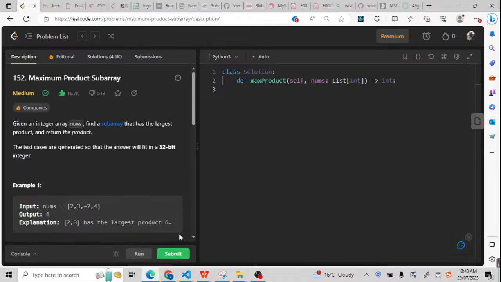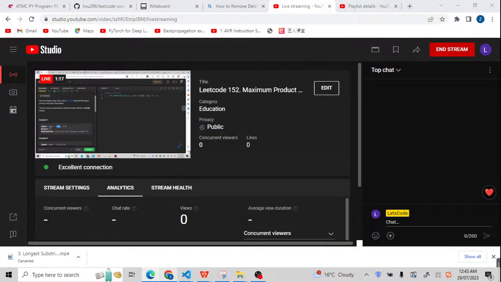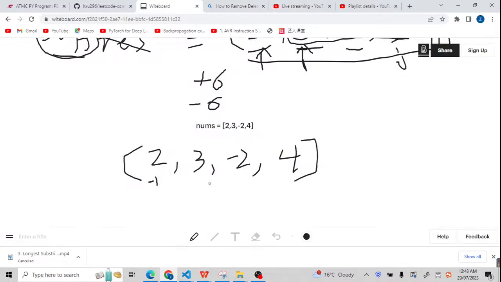Now let me go to the whiteboard to finish the explanation. After that, I could go to the code editor to finish the coding. So for example, we have this array 2, 3, minus 2, and 4. If we are going to calculate at this number, minus 2, what is the maximum? It can be the previous number, 2 times 3, which is 6. So 6 times minus 2 is minus 12. As we know, it is not the maximum. It may be the minimum.